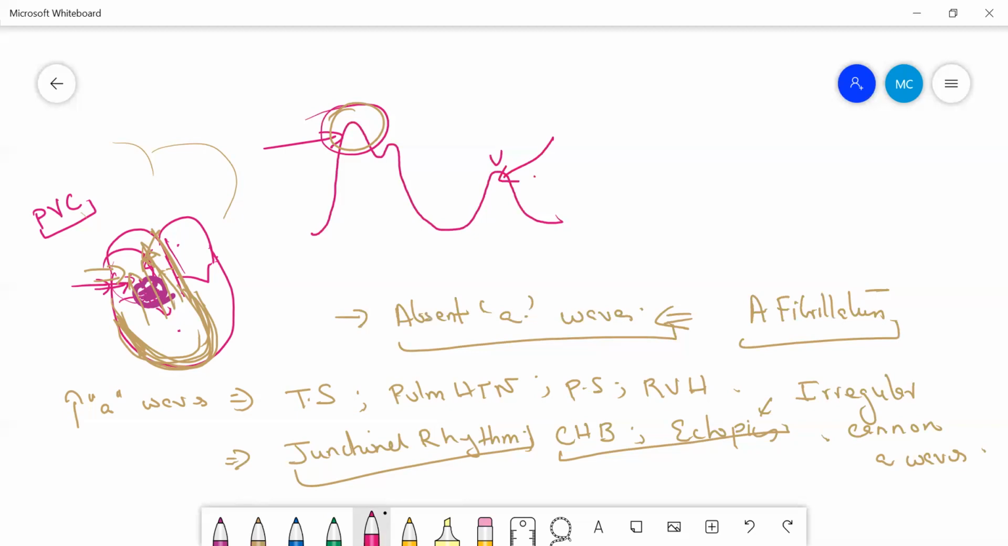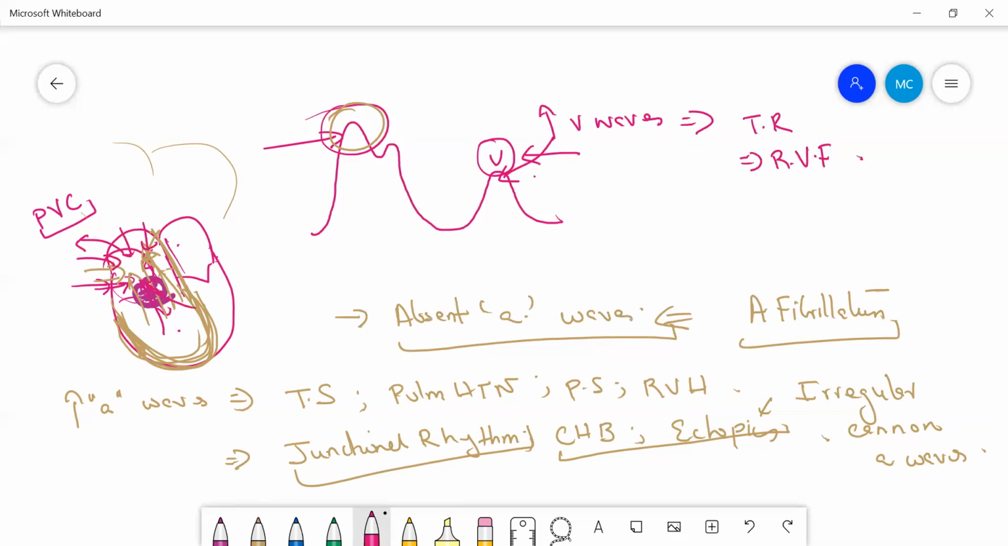So what can be the reason for large V waves? Large V waves can be because of tricuspid regurgitation. Apart from the normal filling, due to non-compliant tricuspid valves, there is a backflow of blood into the right atrium, which leads to increased pressure inside the right atrium. This increased pressure is transmitted to the right internal jugular vein. So the main reason for large V waves is going to be tricuspid regurgitation and right ventricular failure.